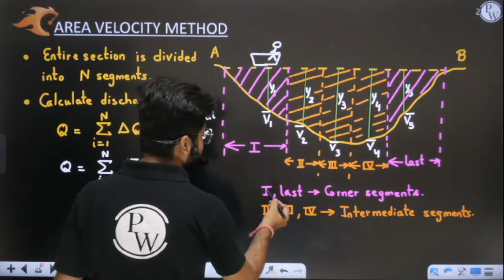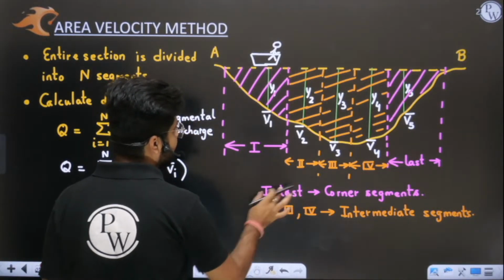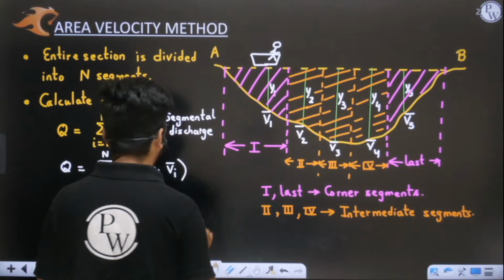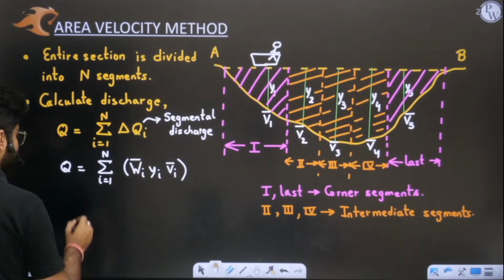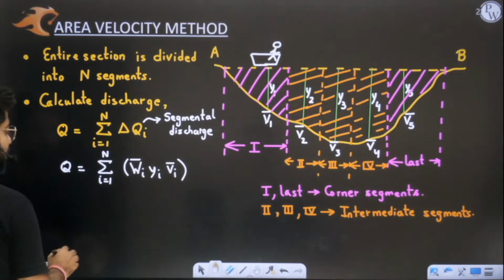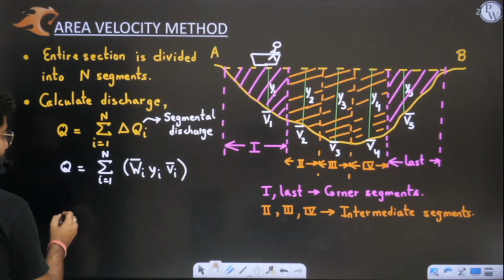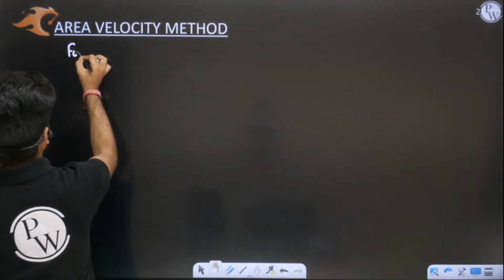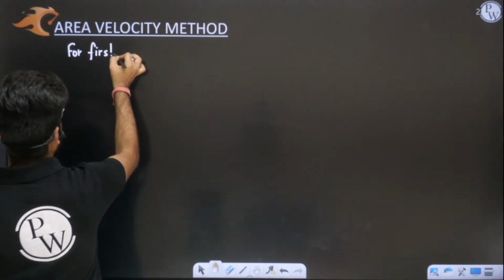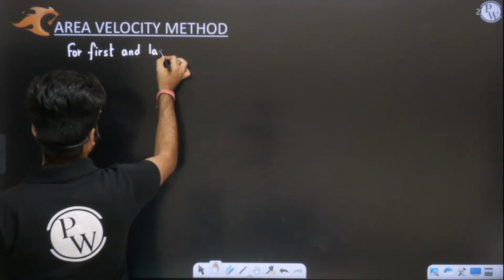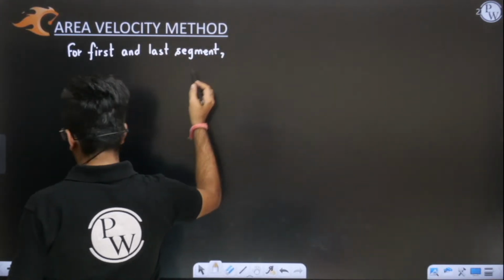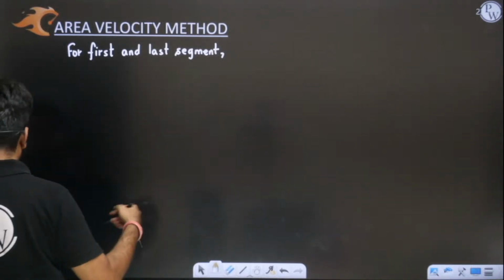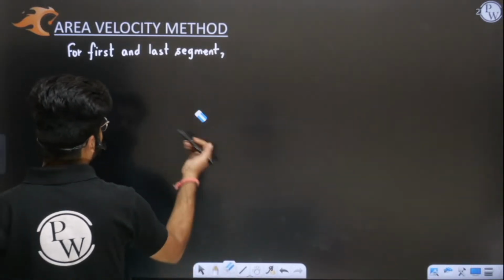For the first and last segment, how will you measure the average width? The question arises, how will I measure the average width? I will write the very first point: for the first and last segment, I will write on the next slide so that it is more clear. For the first and last segment, the average width is the effective width. We call it the corner segment. You all know this.